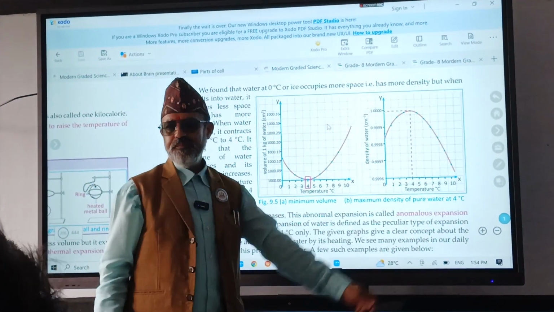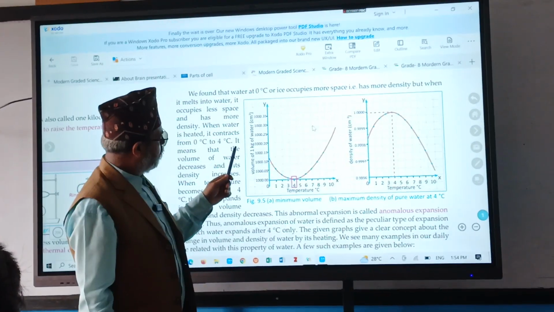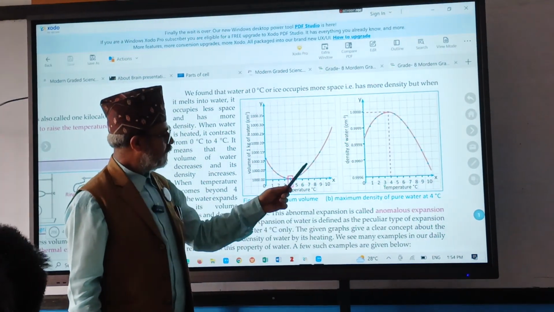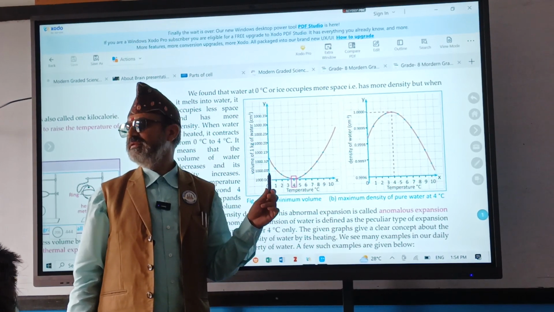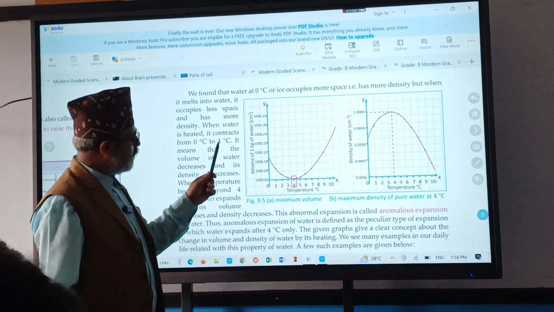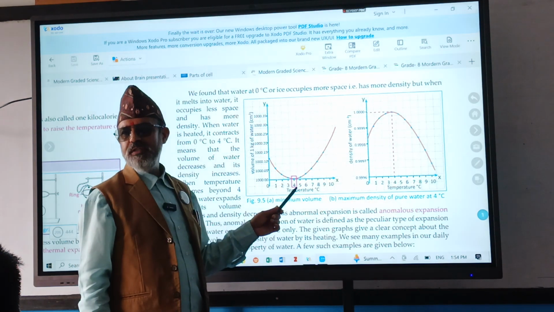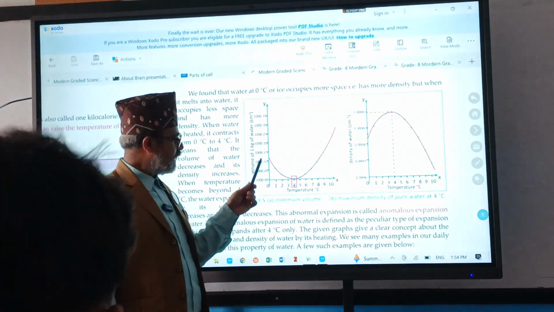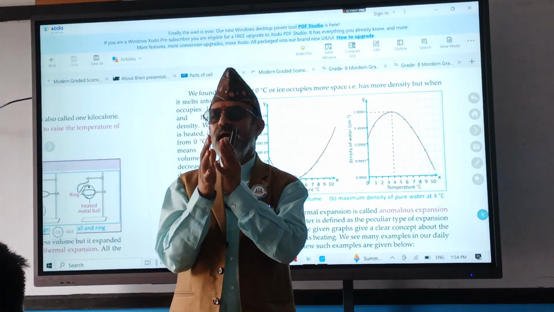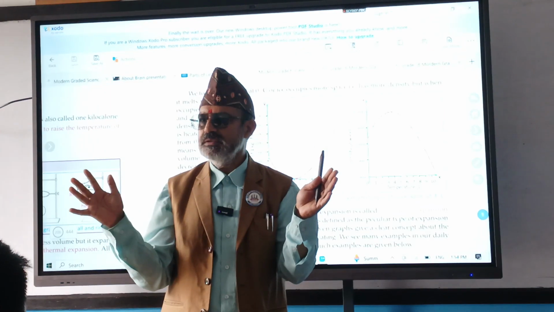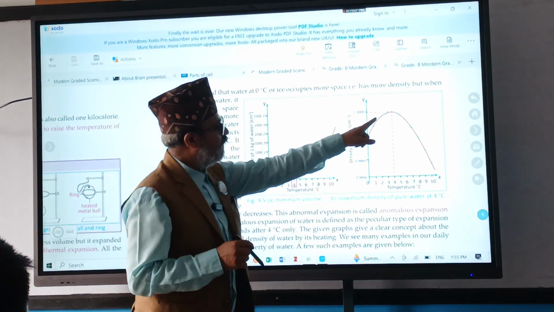How many graphs are given? Two graphs. This is the volume and temperature graph. This is the density and temperature graph. These are two different graphs, right? What does it show? It shows that water has minimum volume at 4 degrees centigrade. It means molecules are compact at 4 degrees centigrade in comparison to others. So volume is less, density is high.